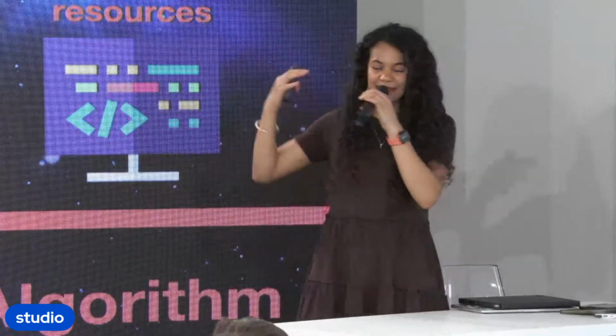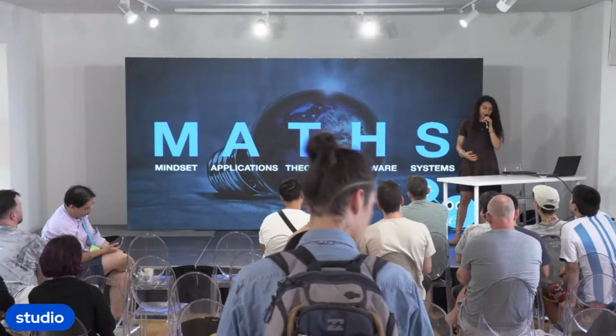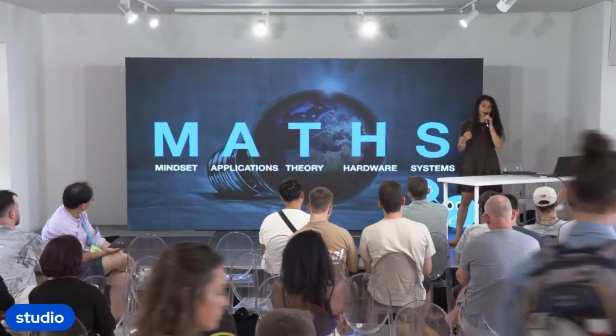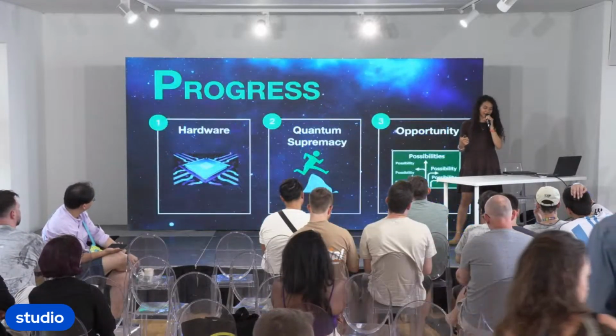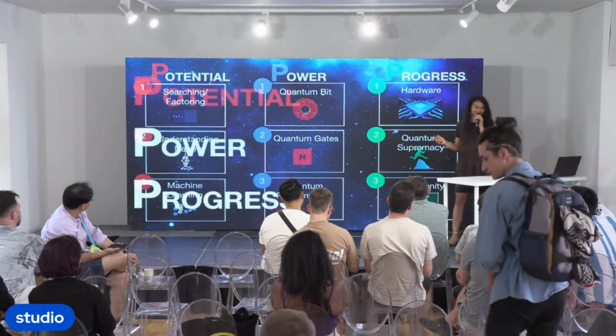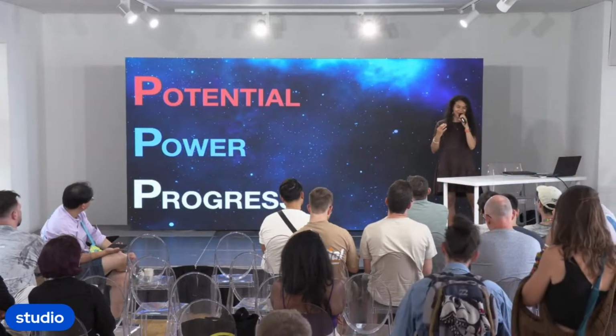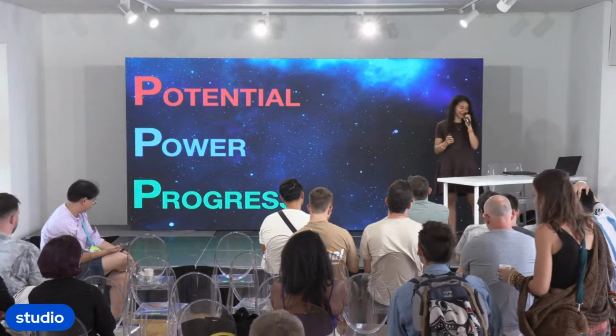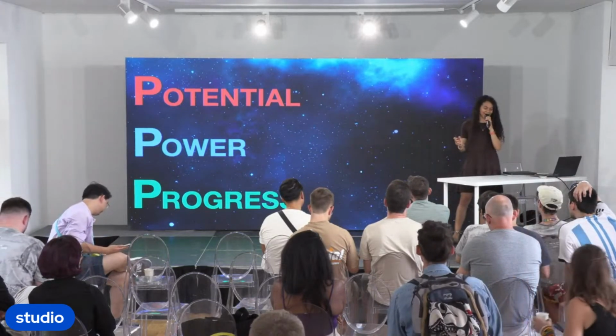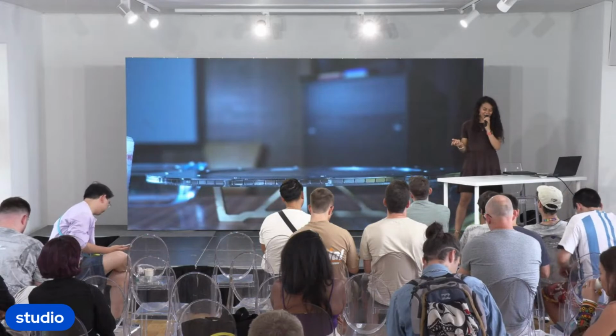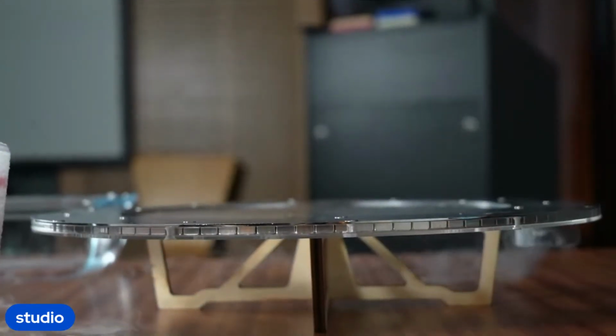So as you can see, if we get to that point, then we can get quantum applications. This is what is left to do in quantum: build more applications, more theory, more hardware, and more systems around it. We talked about the potential, the power, and the progress that is going to be made with quantum computing, and it's only a matter of time until it turns our world upside down.